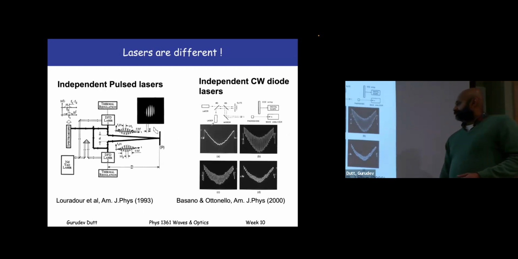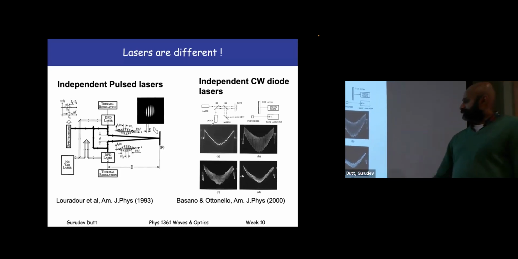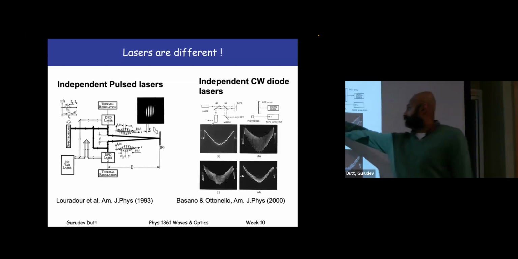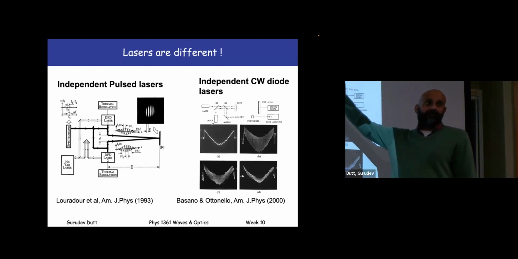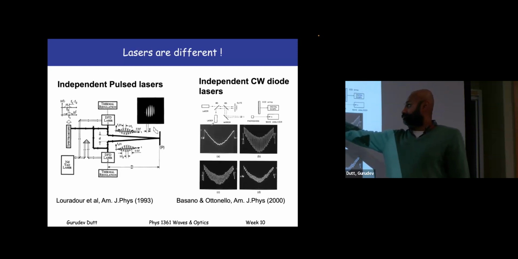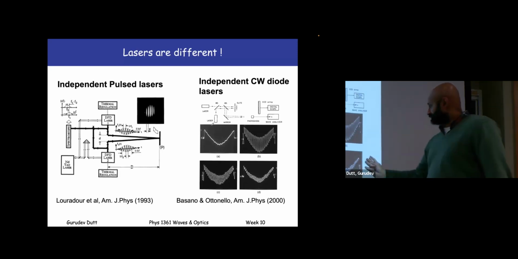Finally, I want to talk a little bit more about light. With lasers, you can do these experiments essentially with hardly any work. This is just showing you I can take two independent diode lasers, run them off completely different power supplies and everything, do interference, and I'll see interference fringes.